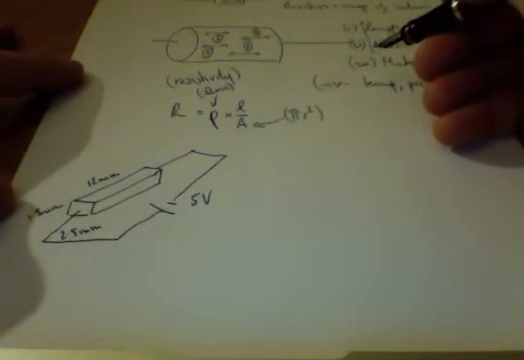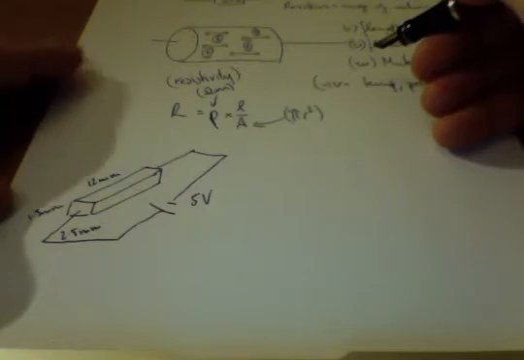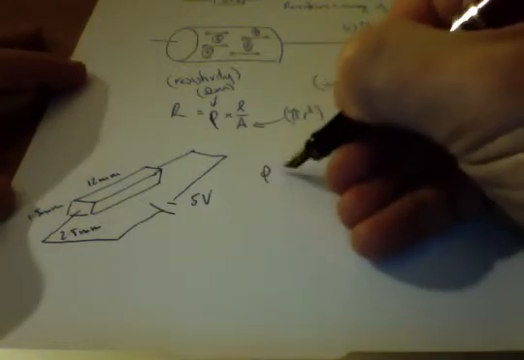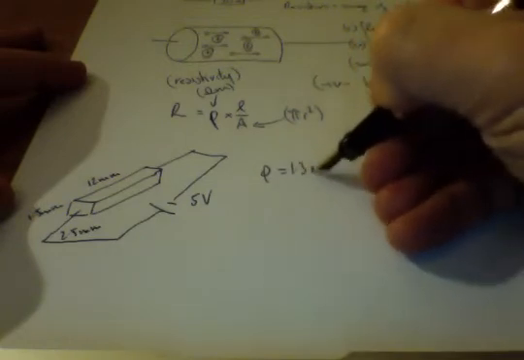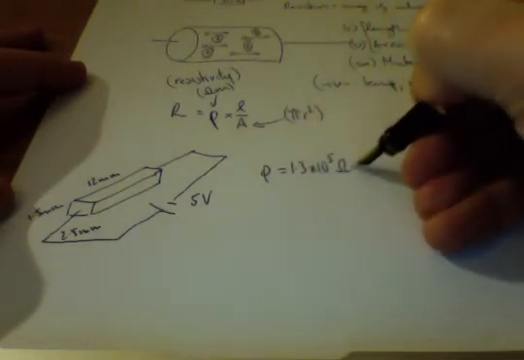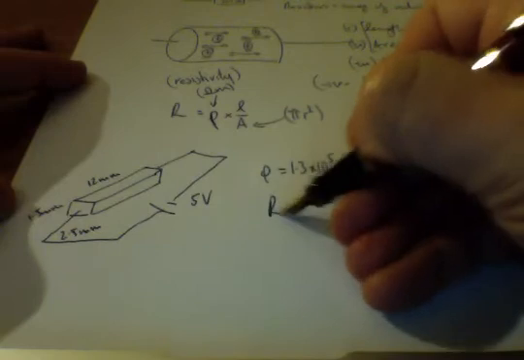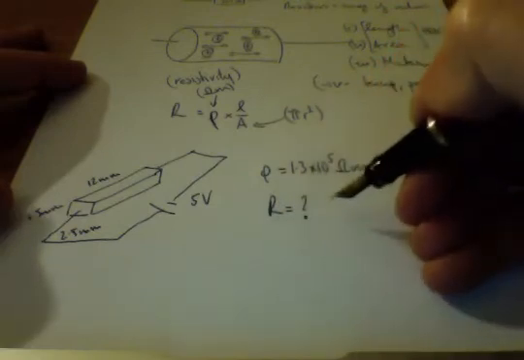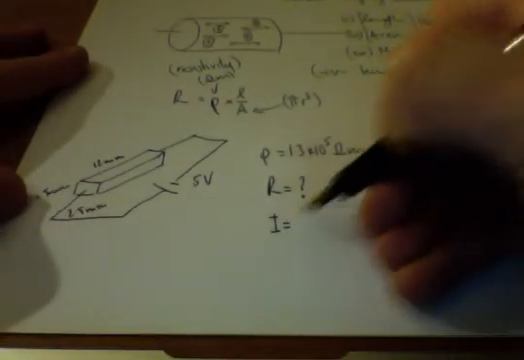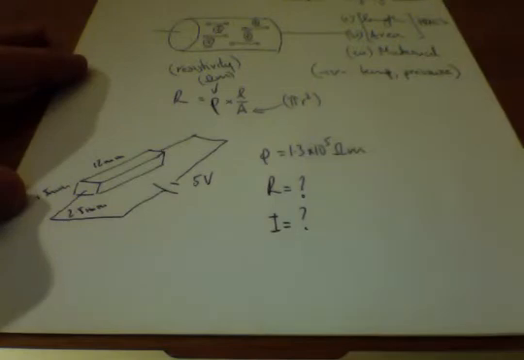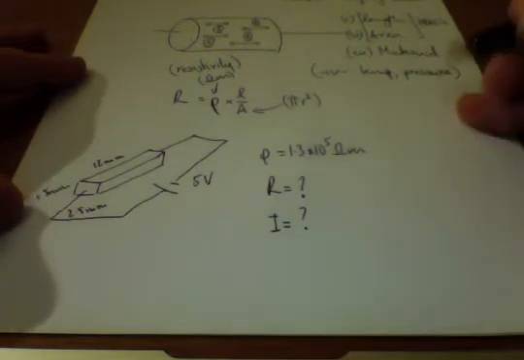and what I'd like you to work out for me is the resistance that's presented if I tell you that the resistivity of this material is 1.3 times 10 to the 5 ohm meters. So first of all, can you tell me the resistance, and then can you tell me the current that will be flowing through this circuit? If you think you know, hit pause, because here comes the answers.